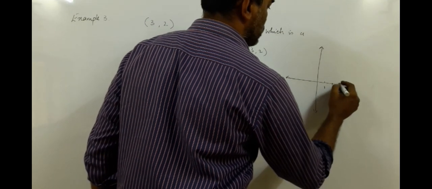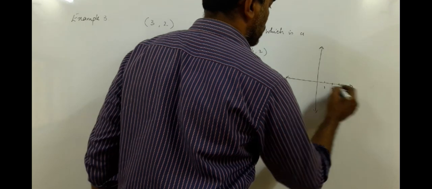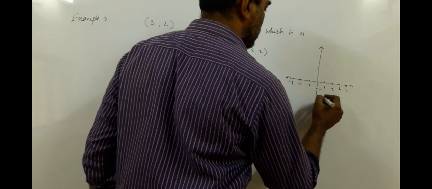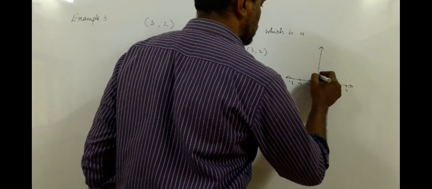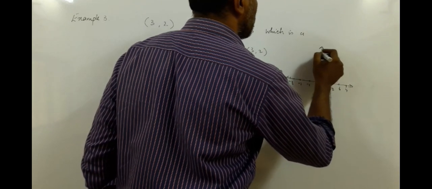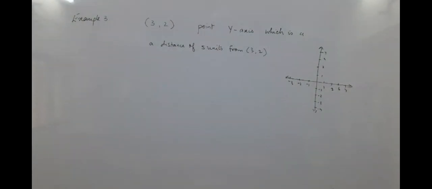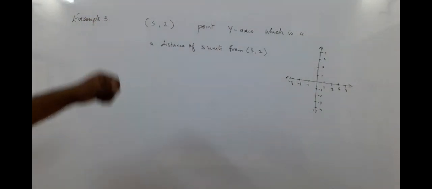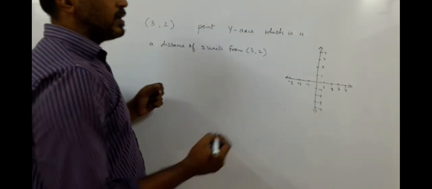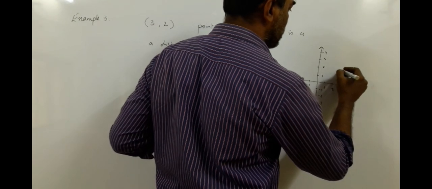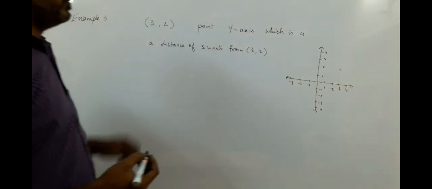Now what is the question asking me? What is the point I have got? The point I have got is 3, 2. How do you look at 3, 2? 3 on the x-axis, 2 on the y-axis. So this point is 3, 2, the point which I have given to you.